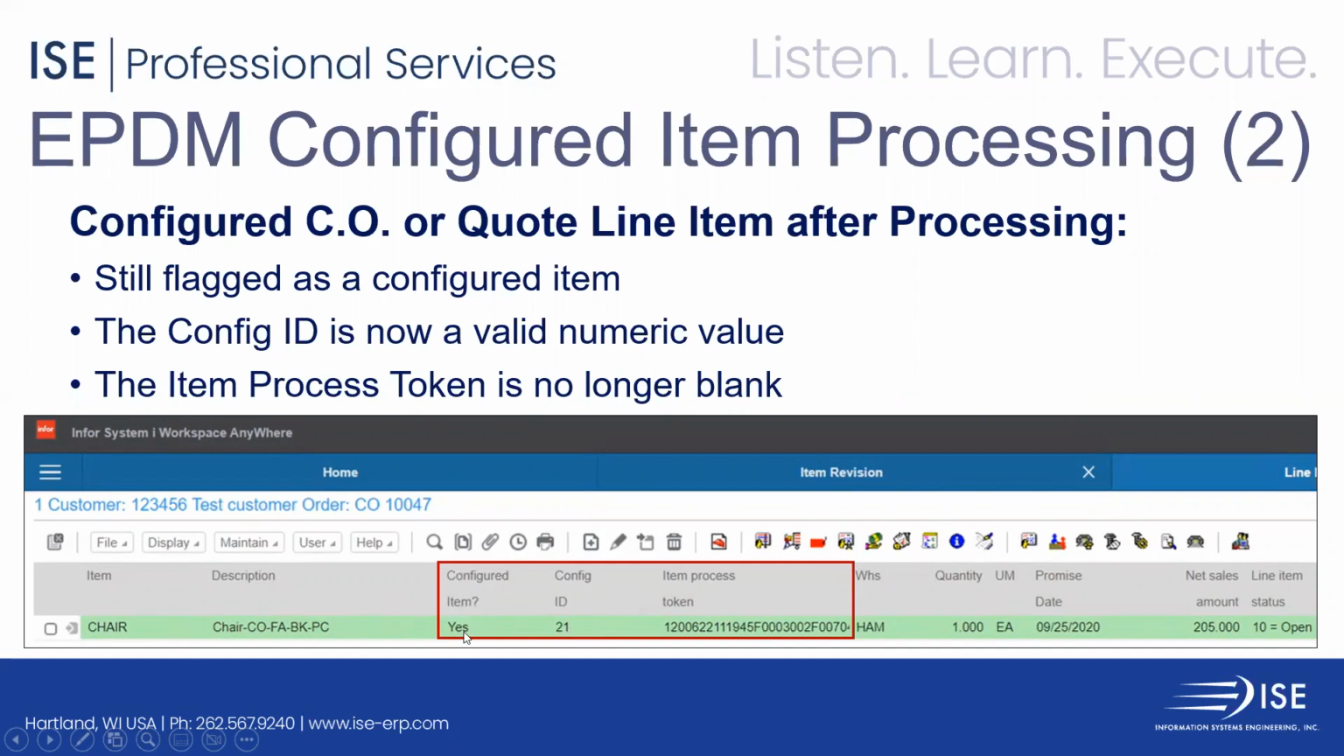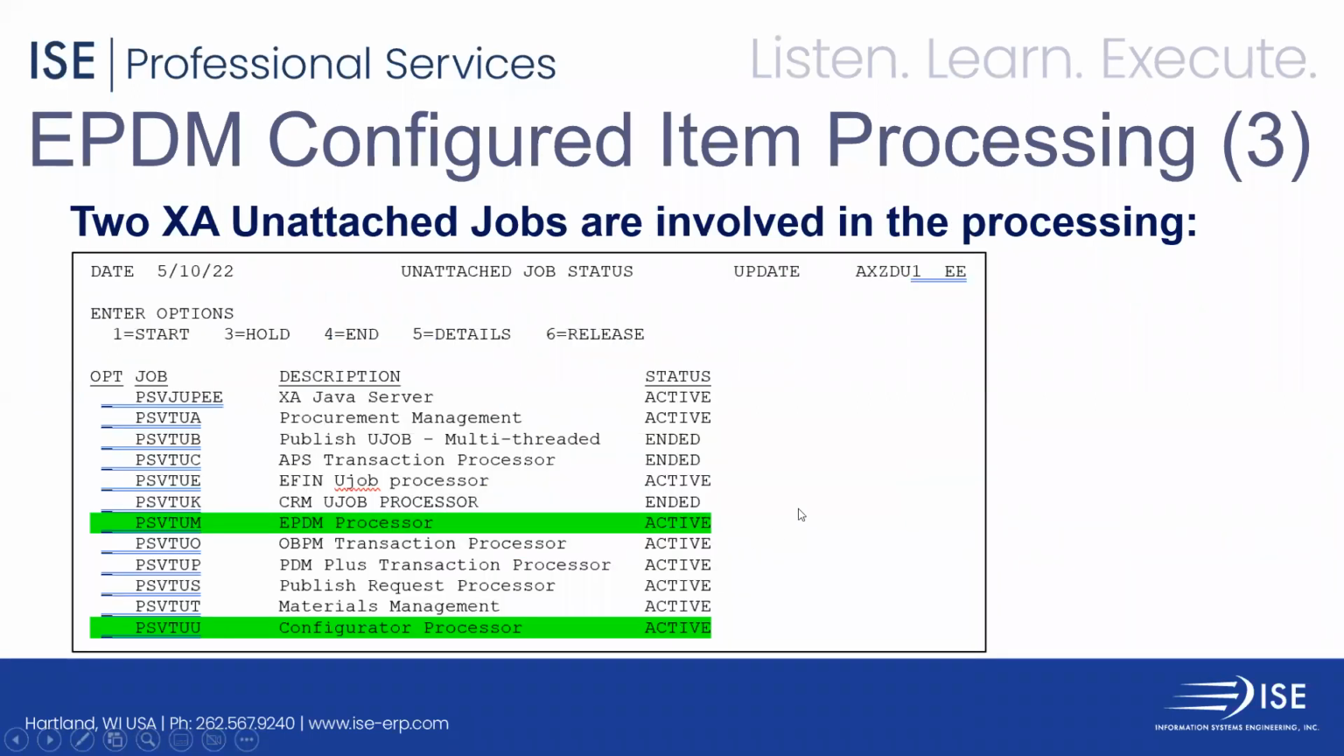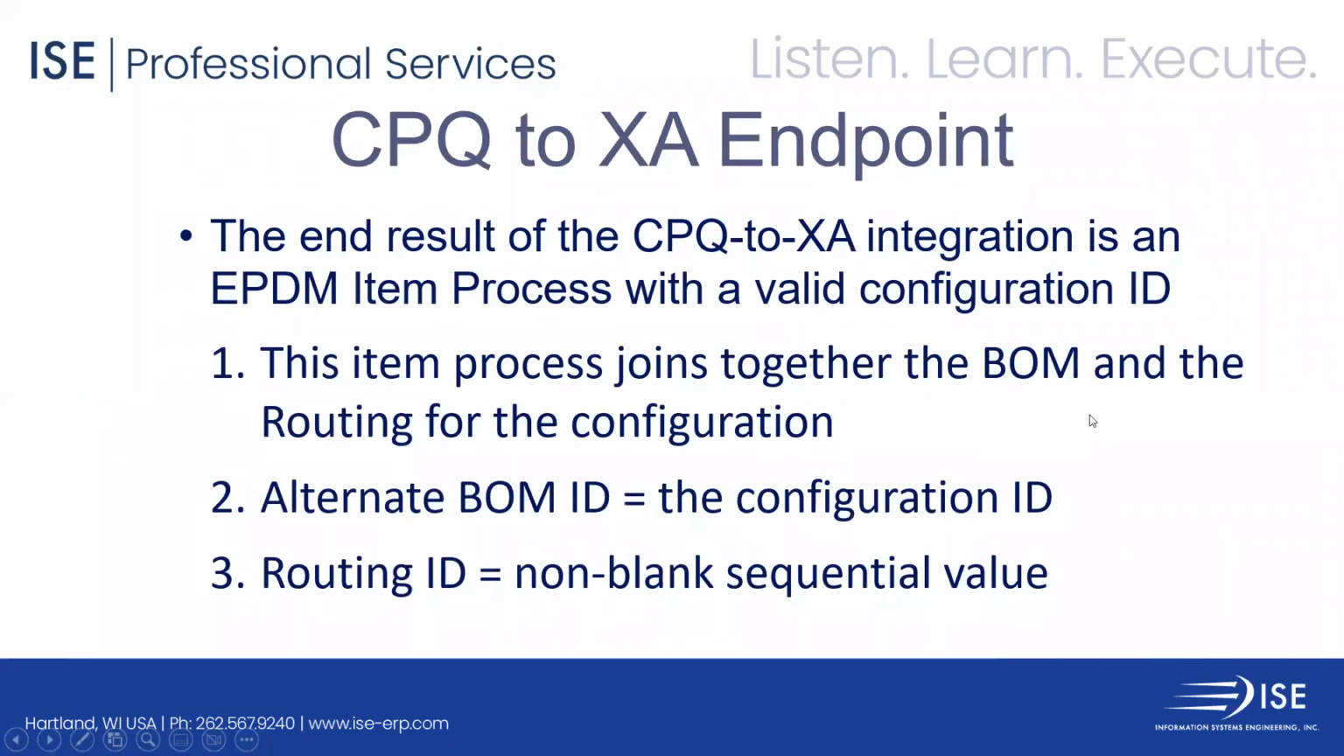Okay, it knows it's a configurable item or a configured item. It has the valid config ID, and of course the item process token is one of those tokenized values that really only means something in hexadecimal, but still we spell it out for you just so you can see that it's not blank. Again, there's two UJobs or unattached jobs involved here, the configurator processor and the EPDM processor, they're both involved.